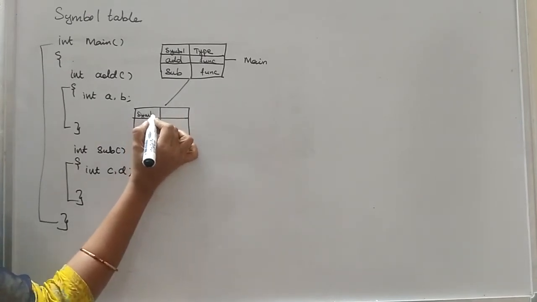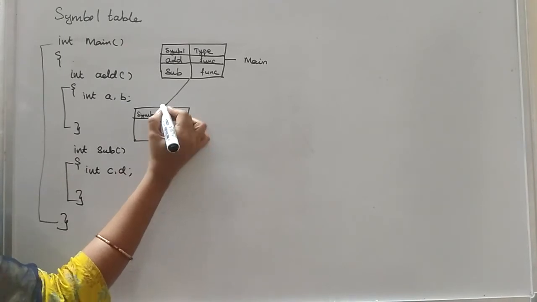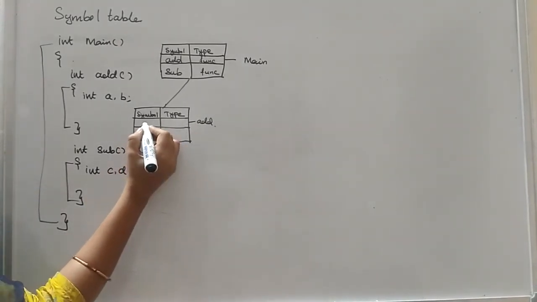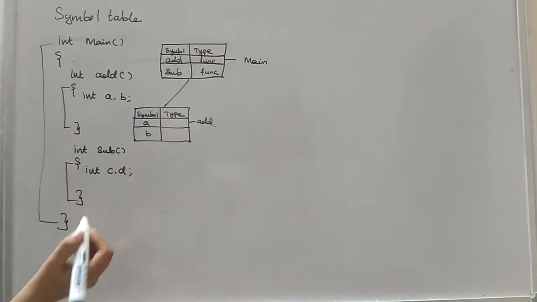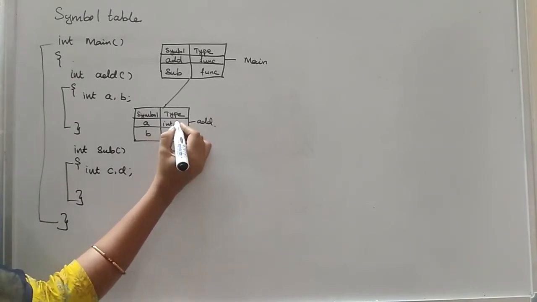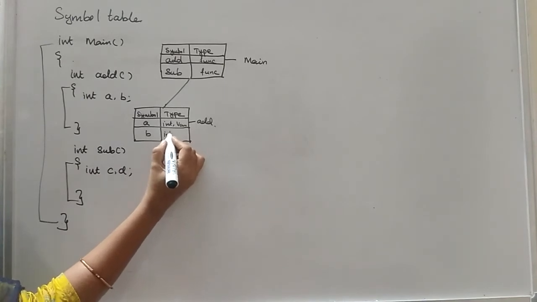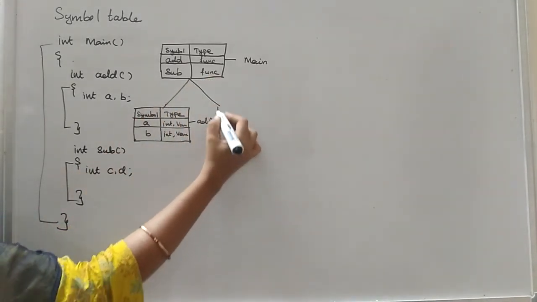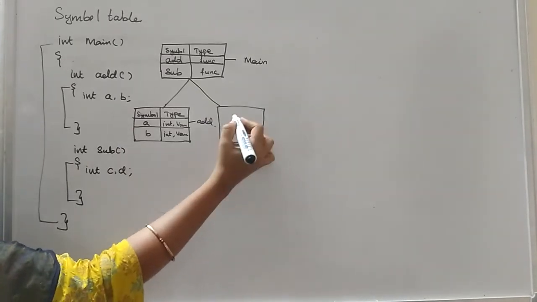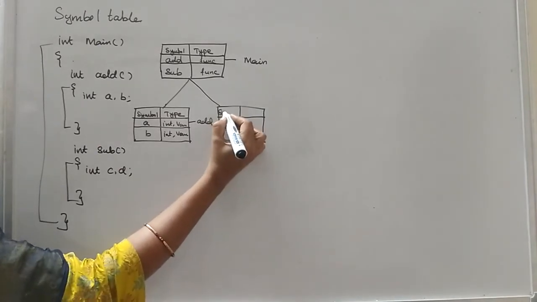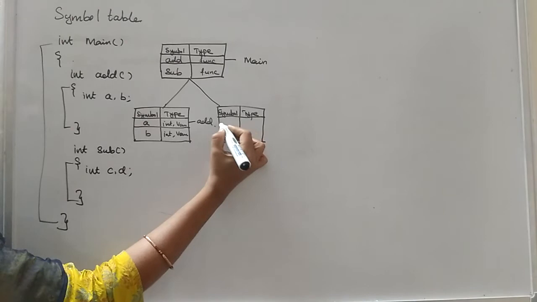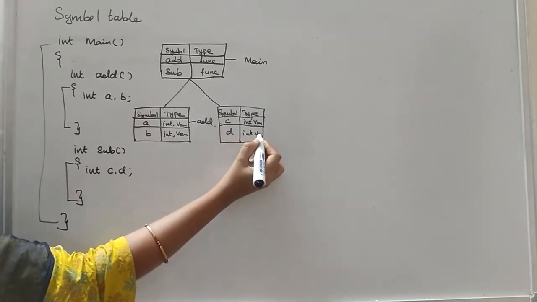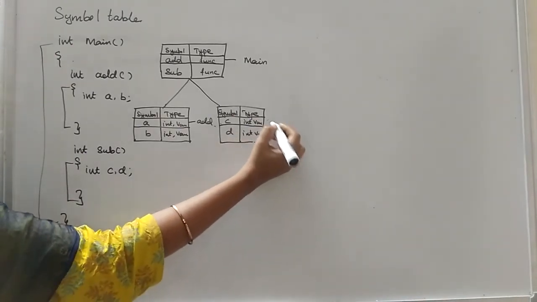So here I am writing symbol, and I am going to write the type here. This block is for add. Here I am going to write a and b, of the data type int, and it's nothing but a variable. And b is also an integer variable. So here you can write int variable. Next, for sub, we have to add one more table. Here symbol, and you can write type here. So c and d are integer variables. This block is for sub.